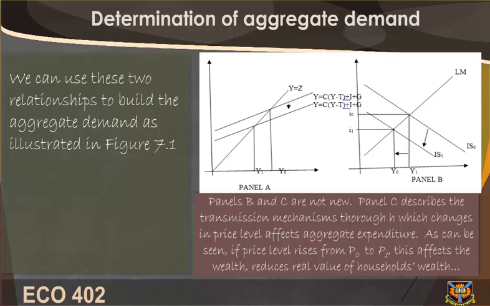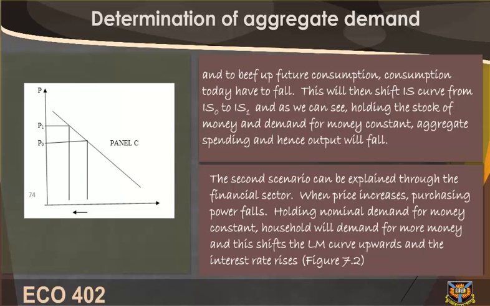As can be seen, if price level rises from P0 to P1, this affects wealth and reduces the real value of households' wealth, and to beef up future consumption, consumption today has to fall. This will then shift the IS curve from IS0 to IS1, and as we can see, holding the stock of money and demand for money constant, aggregate spending and hence output will fall.